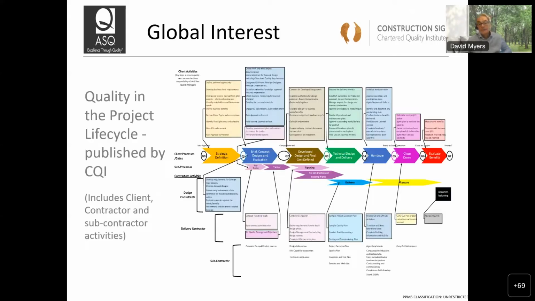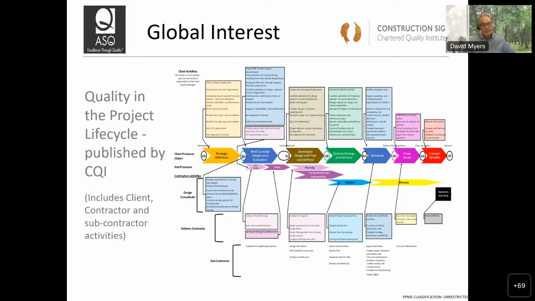So when I worked with the CQI, one of the projects I did back in 2019 was to help develop this thing called the Quality in the Project Lifecycle, which you may have seen. I don't expect you to go through to understanding exactly what's in here. It's just to give you a flavor of what the tool contains.